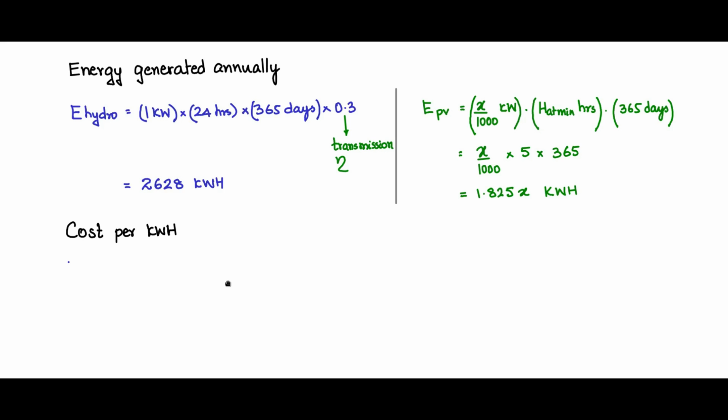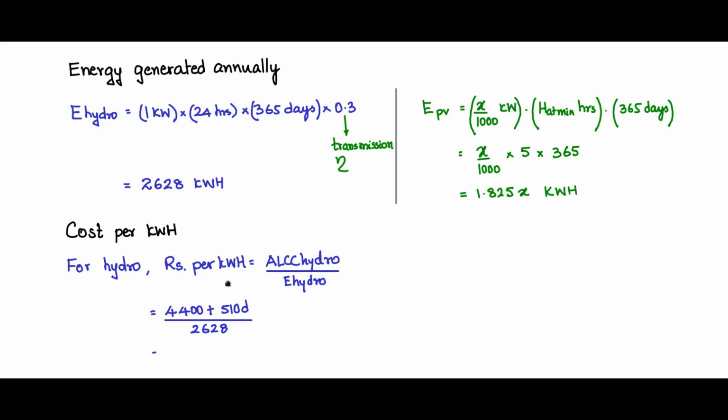Now let us look at the cost per kilowatt hour. The cost per kilowatt hour is also called unit. So cost per unit. For hydro, rupees per unit or rupees per kilowatt hour is ALCC hydro by energy generated annually by the hydro. So both are annual terms, 4400 plus 510D divided by 2628. So you'll get 1.67 plus 0.19D. This is a linear equation. So it will be a straight line when you draw a graph of the unit cost versus D.